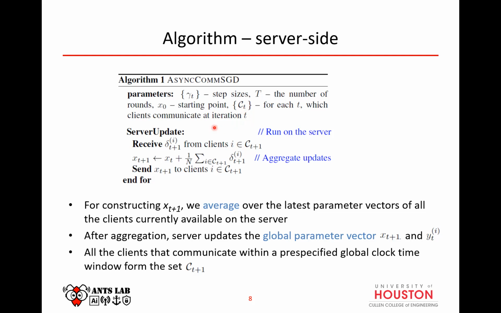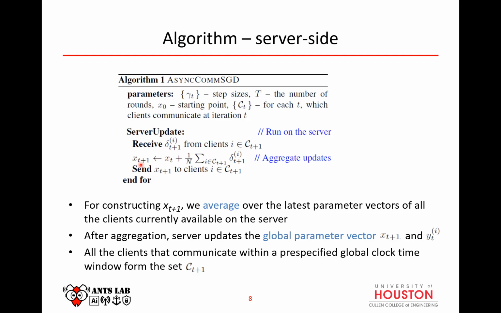Let's say that the local training was finished on the local clients, and the local clients sent the update to the server. So what happens on the server side then is the server receives a delta T plus 1. I is the number of clients over here. So the server would receive the update from individual clients, whoever is participating in that round. Then it tries to aggregate it and produce the model update XT plus 1.